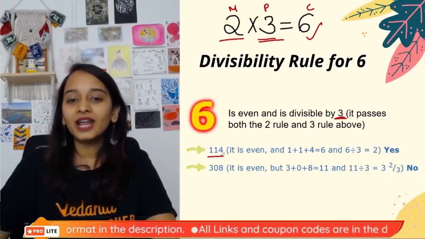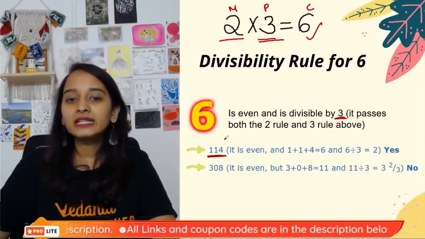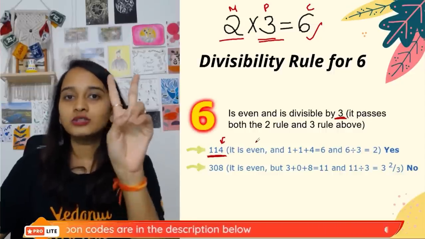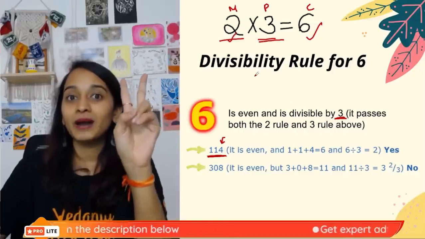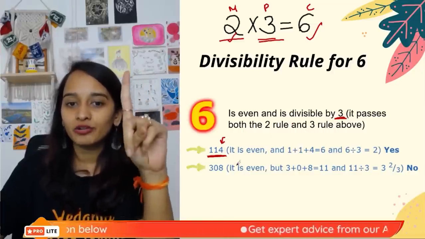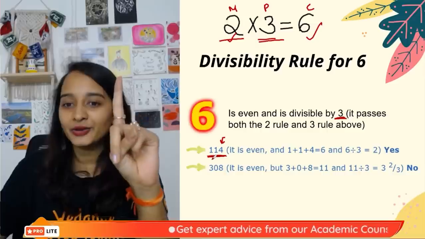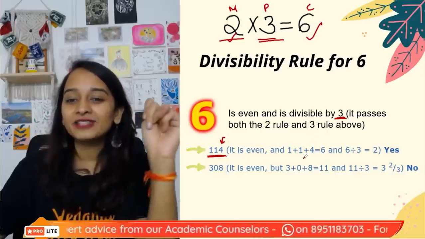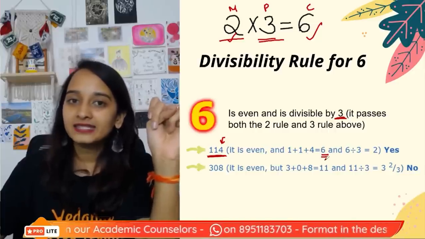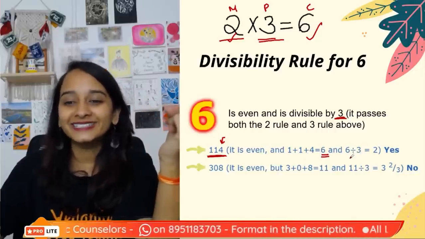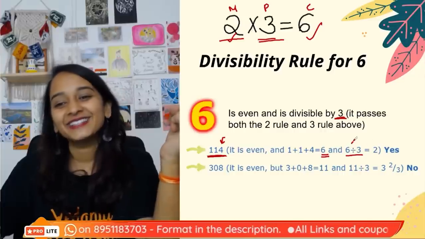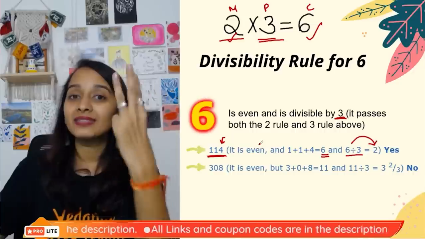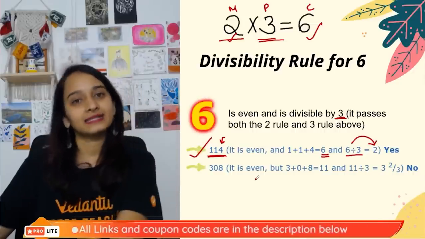For example 114. 14 आ गया इसीलिए ये even number है, तो 2 से divisible है already. 2 से तो मम्मी ने तो pass कर दिया है. पापा का rule क्या है? पापा ये बोल रहे हैं कि अगर मैं जब digits को add करूंगा, that answer should be divisible by 3. तो 1 + 1 + 4 = 6. Yes, 6 is divisible by 3. So since it is divisible by 2 and 3, it is divisible by 6.